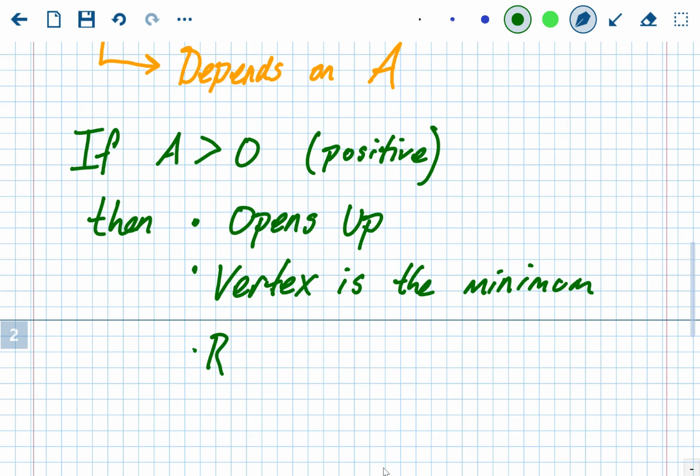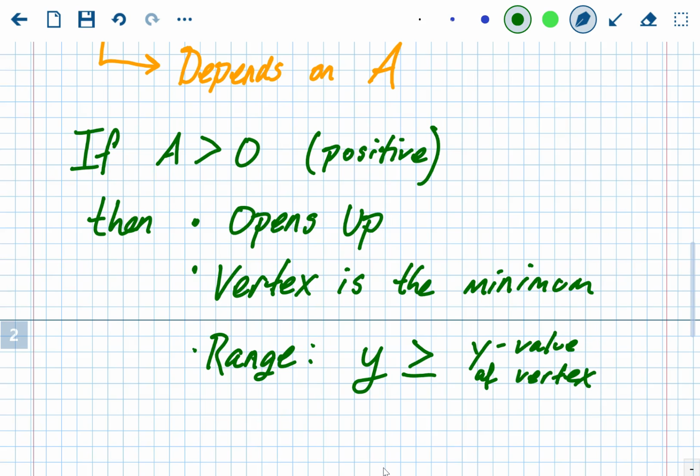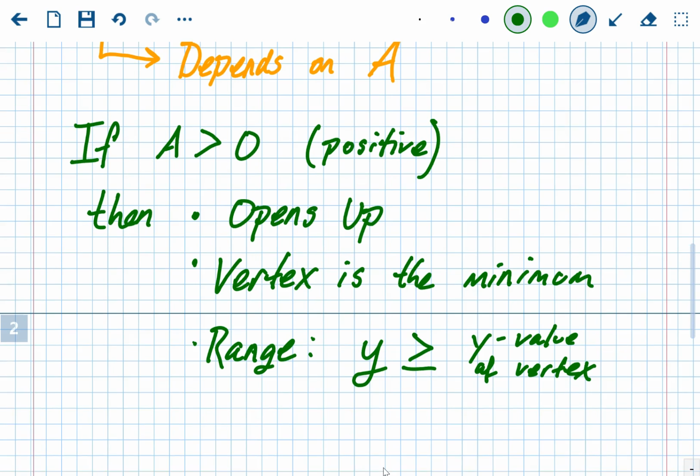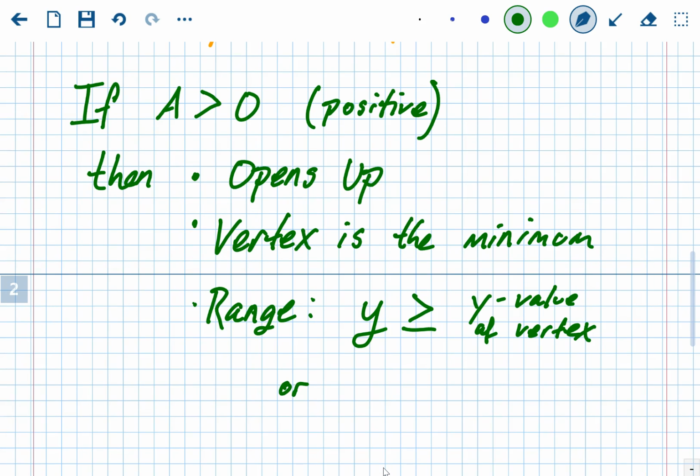And if that's the lowest point on the graph, you could figure out the range. The range of that graph is going to be y is greater than or equal to the y value of the vertex. So whatever the y value of the vertex is, that's going to be the lowest point. It's going to be part of your range. Every y value is going to be bigger than that. Or as an interval, it would be the y value of the vertex to infinity.